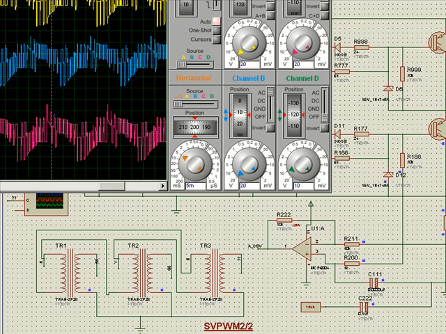This is what a space vector pulse width modulation with a program written in C language controlled by a microcontroller is.